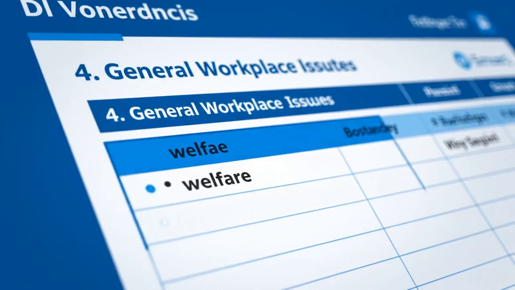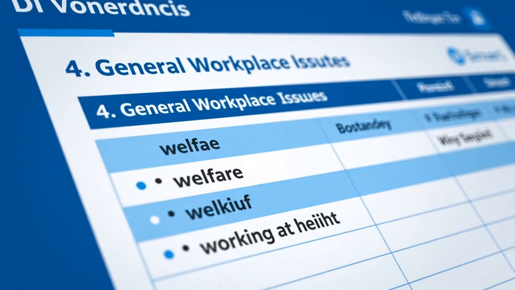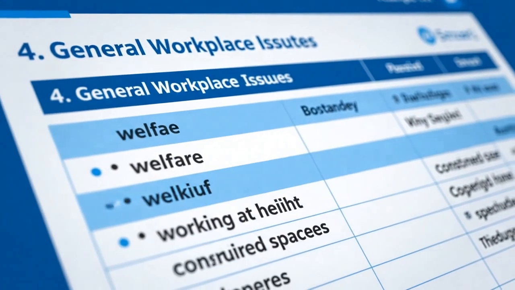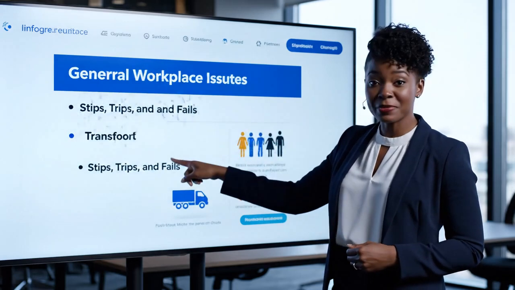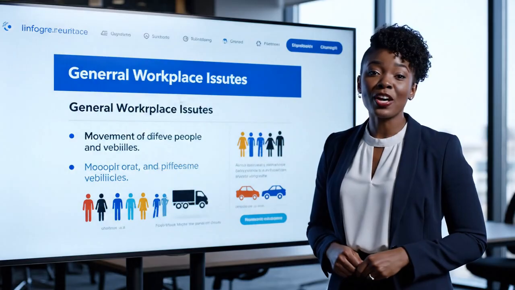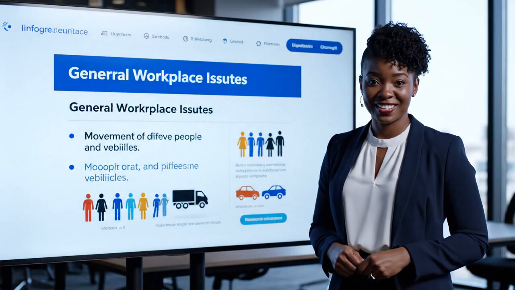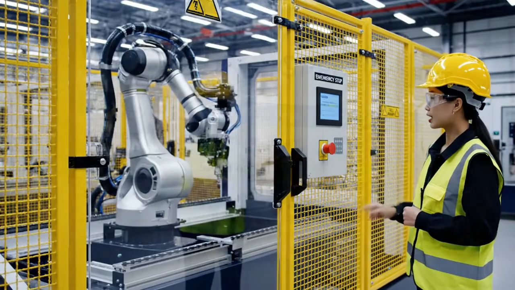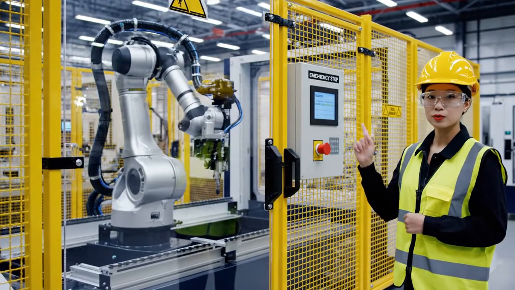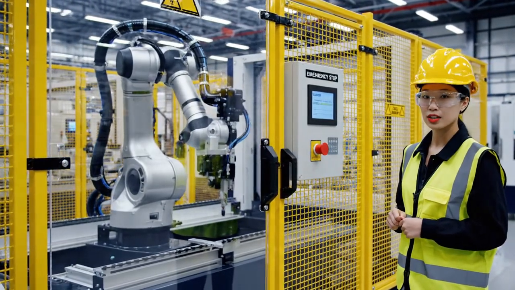Category 4 is general workplace issues. This includes welfare, working at height, and confined spaces. It also covers slips, trips, falls, and the movement of people and vehicles. Category 5 addresses work equipment. Here we observe machinery guarding and safe operation.